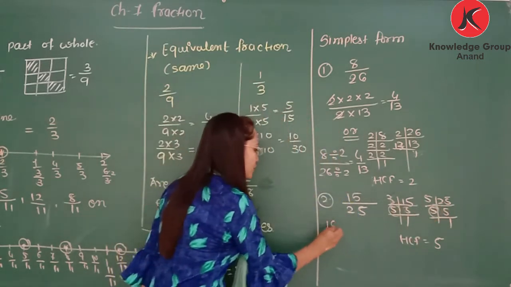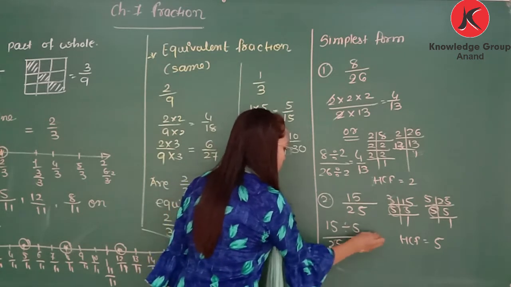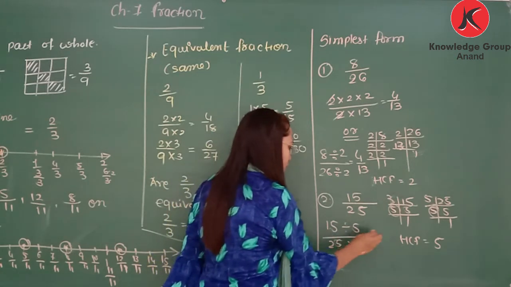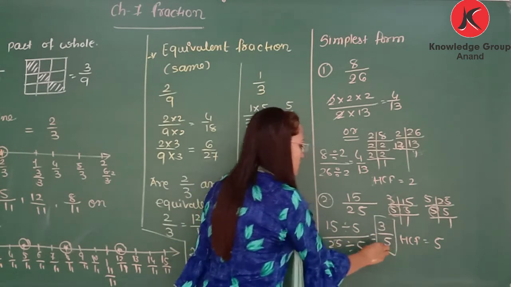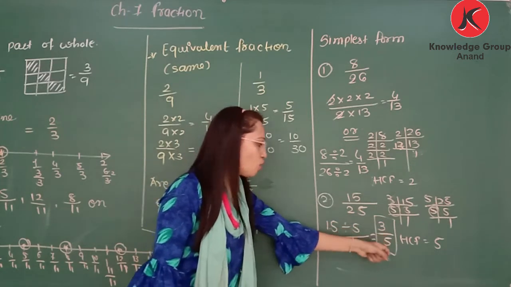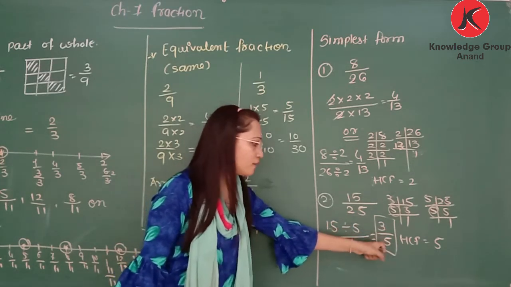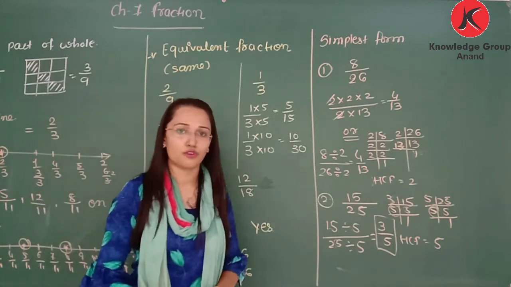So divide 15 by 5 and 25 by 5. Here if we divide 15 by 5 we get 3, and 25 by 5 we get 5. So this is the simplest form of 15 by 25. Now there is no common factor between 3 and 5 other than 1. So this way we can find the simplest form.